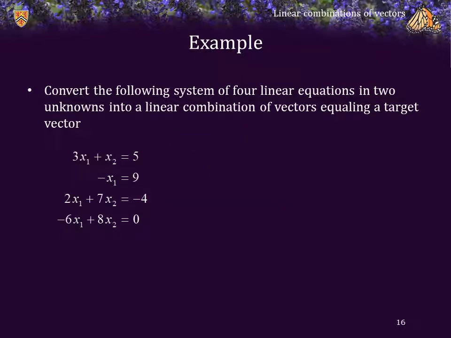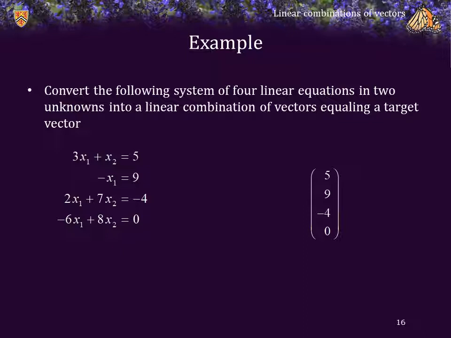Alright, so let's convert the following system of 4 linear equations in 2 unknowns into a linear combination of vectors equaling a target vector. Alright, the target vector is just the right-hand sides, and it is, of course, in R to the 4. So it's just the vector 5, 9, negative 4, 0.